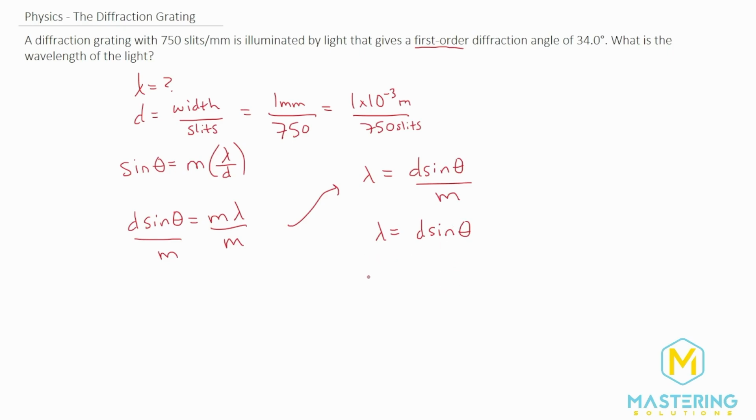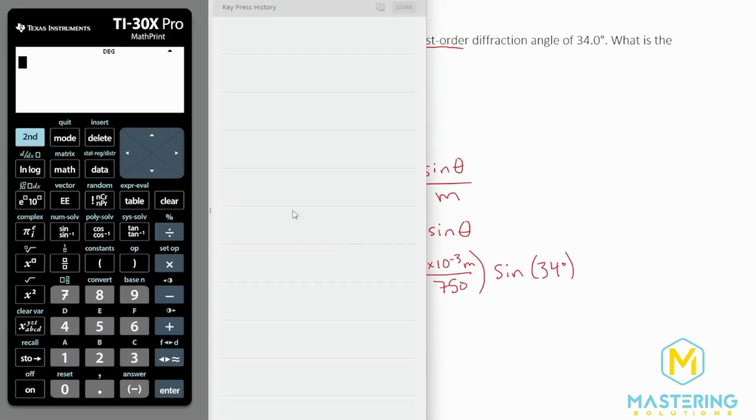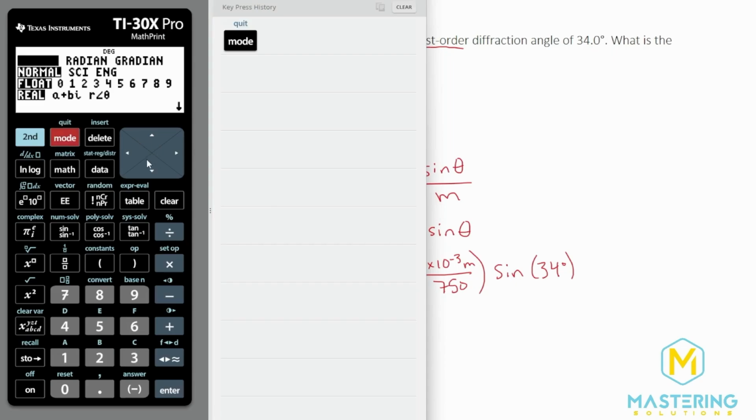So now all we have to do is plug everything in. We figured out that d is 1 times 10 to the negative 3 meters divided by 750 slits. We'll multiply that by sine of the angle, which is given to us as 34 degrees. A note: since this is given in degrees, make sure you change your calculator from radian mode to degree mode. It has to be in degree mode for this question.